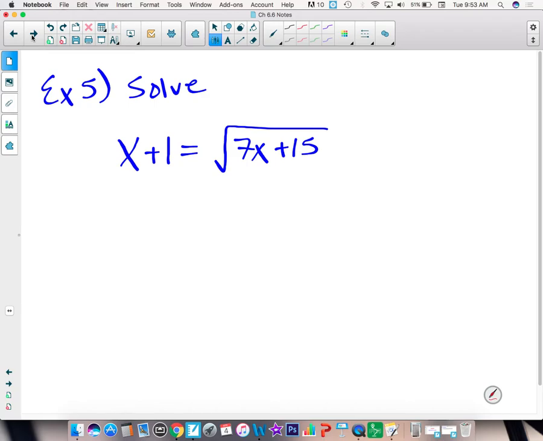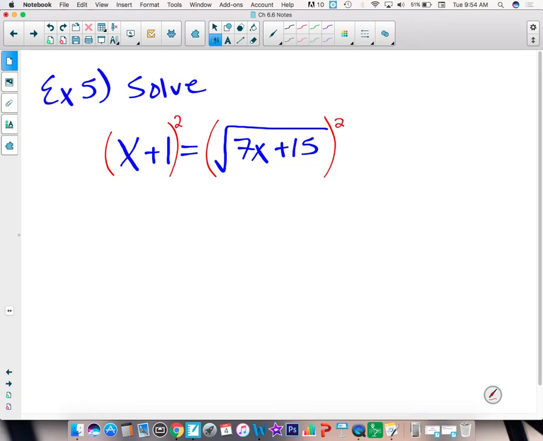Alright, next thing here. So you're looking at this equation and you're like, well, I got the square root by itself, but I got an x plus 1 on the left. How do I do this? Well, it's the same steps. Okay, so isolate the radical, done. Get rid of the root. So that means we have to square both sides.